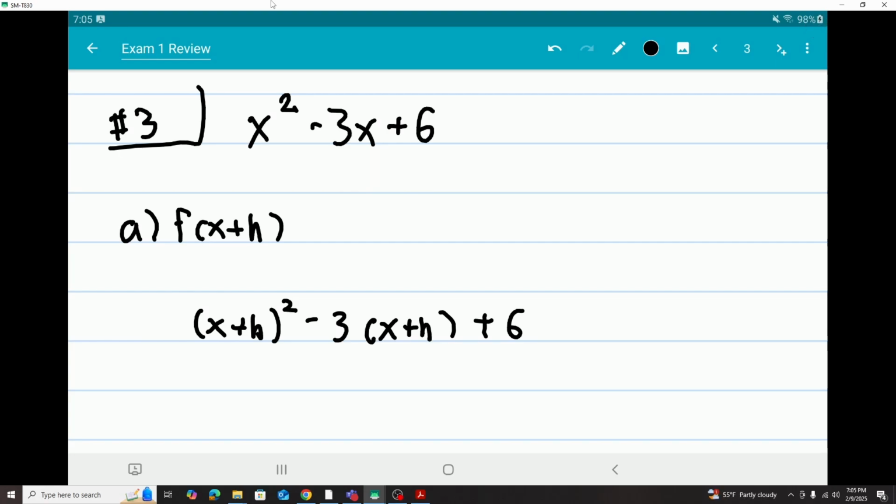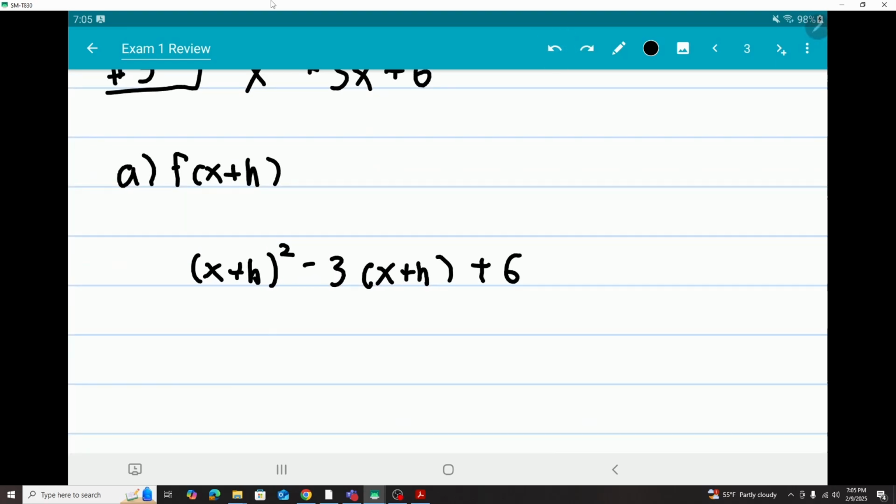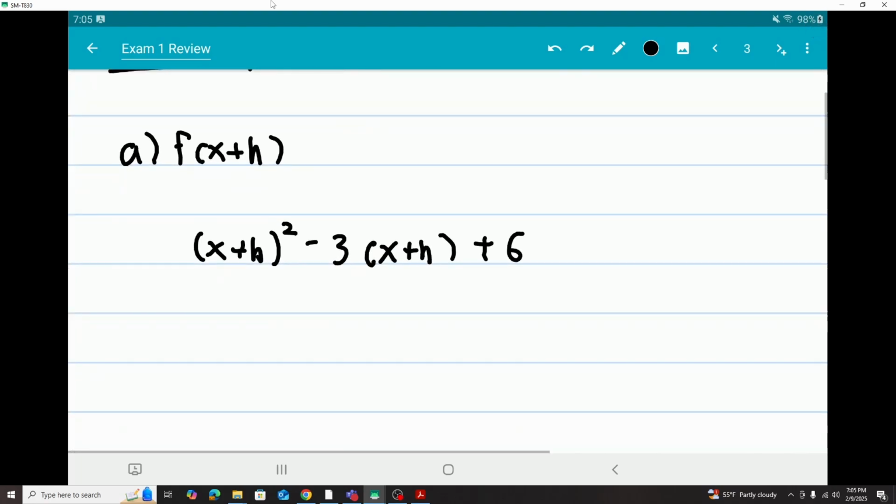So you've got to plug in the x plus h where it belongs. What some students will do is they'll accidentally put a plus h just at the end of this expression. But that's always going to get you the wrong answer. So don't be doing that. So we have x plus h all squared minus 3 x plus h plus 6.